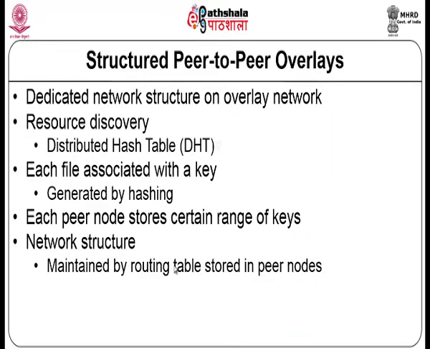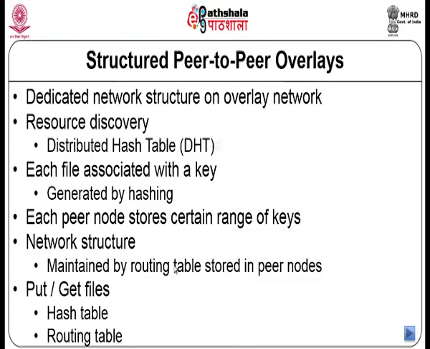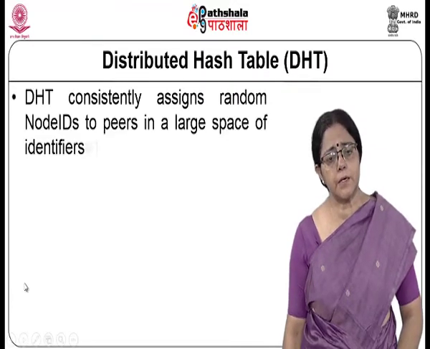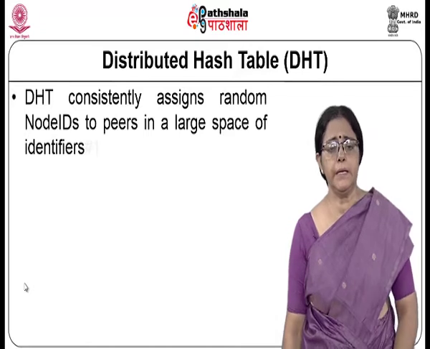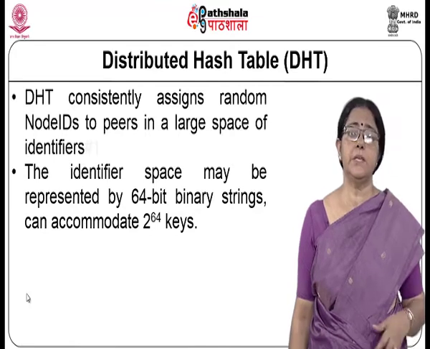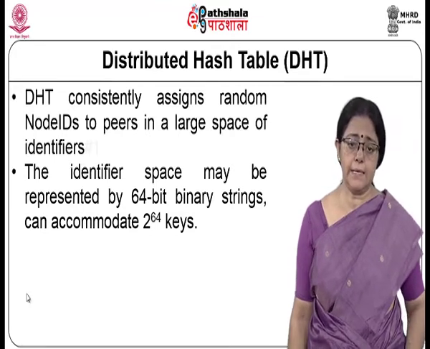Since the network is structured, we have a specific routing mechanism, and the routing table will be maintained by the peer nodes. The typical APIs are put and get. Put file will store the file in a specific node, whereas get file will obtain the file from the node. It is called consistent hashing, where it consistently assigns a random number to the nodes, which will act as a node ID.